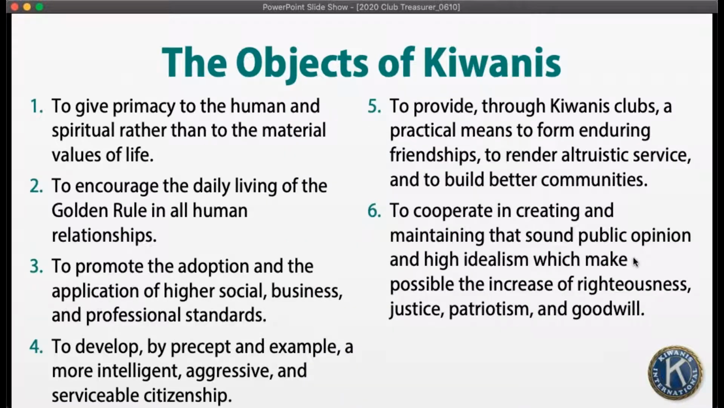Kiwanis is also founded on 6 objects that guide our organization. They act as our values and our core beliefs. These were approved nearly 100 years ago, back in the 1924 Kiwanis International Convention, back in Denver, Colorado, and they have not changed since their initial inception.